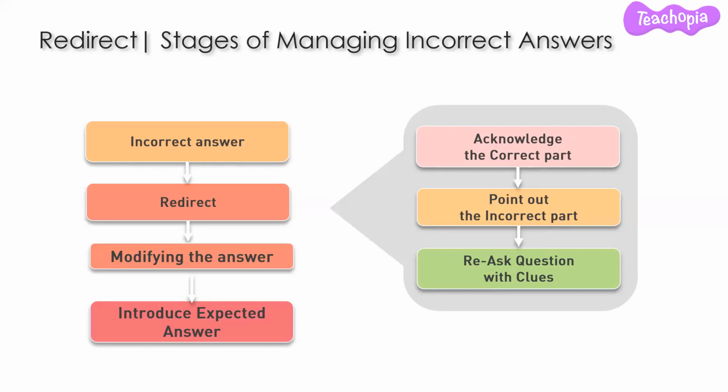And the second step is to point out the incorrect part. Remember, teachers, that pointing out the incorrect part is always secondary to acknowledging the correct part. So it's always important to first encourage on a positive note and then point out the mistake. And then finally, ask or re-ask the question with clues, which you all have been suggesting right from the beginning. So let's see what these 3 steps of redirecting are.